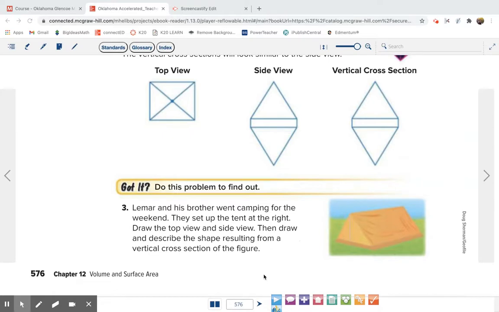It says, Lamar and his brother went camping for the weekend. They set up the tent at the right. Draw the top view and side view, then draw and describe the shape resulting from a vertical cross-section of the figure. Okay, so you're going to draw the top view and side view, then draw and describe what shape results from a vertical cross-section. So pause the video, try that, and then I will go over it with you.